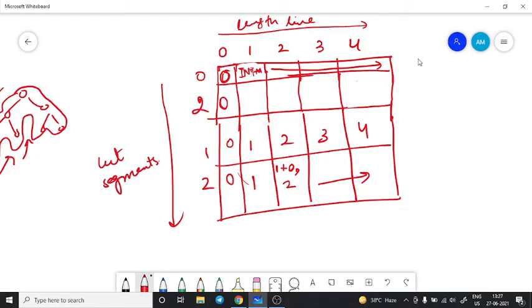Now as I said, here for this length 1, the cut segment 2 is greater, so I have to skip it. Now if I skip it, I will go to this one.